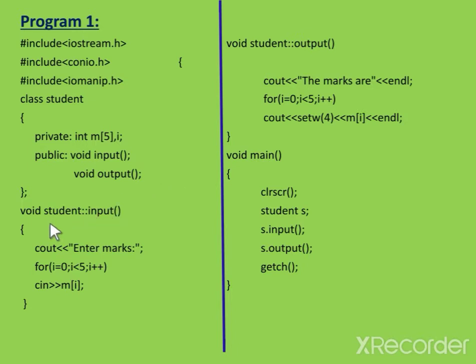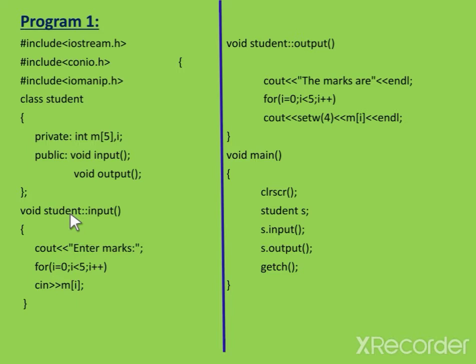Next we'll see member function defining outside the class. Void student scope resolution operator input function. This input function belongs to the class student. So there are some rules and conditions while defining member functions outside the class. This topic we have already studied in the previous session. Here void is a return type specifier and student is a class name.